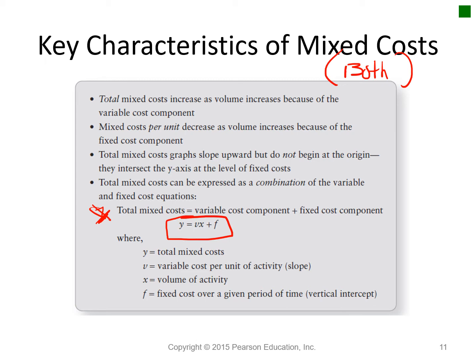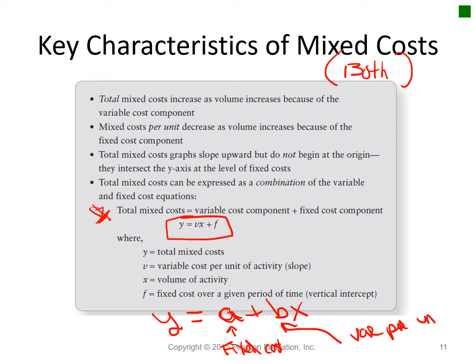You've got your variable cost, you've got your volume, and you've got your fixed costs. So what I tend to like to write out is something like this: Y equals A plus BX, where I like the letter A to represent my fixed cost, and the letter B to represent my variable cost per unit. Notice I use X for the volume, just like they do. This is basically the format I like to use.